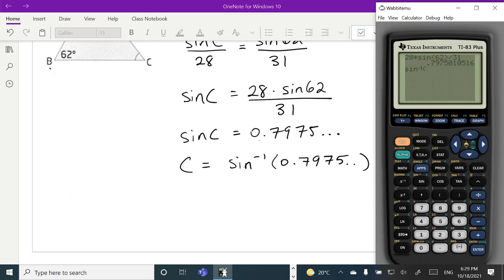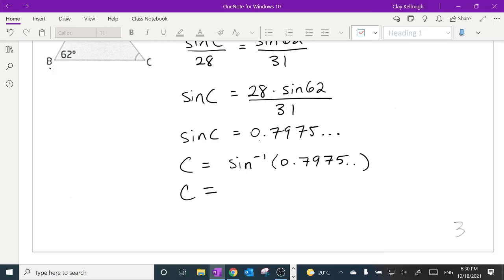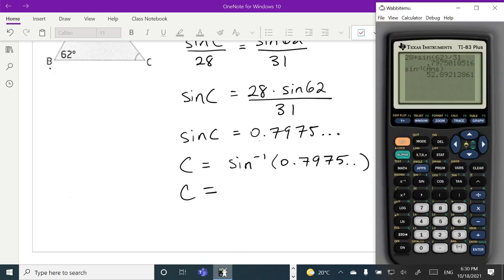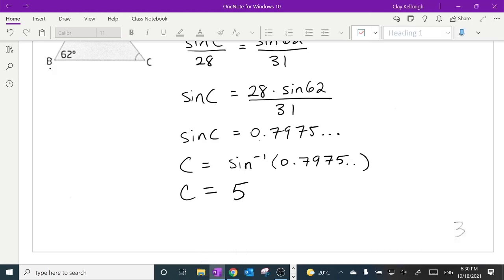But on my calculator, I have to put a number in here for it to take the inverse sine of. So I'm going to go second function, answer, and then again, it doesn't matter if I close this bracket or not. And there it is. That ratio of 0.7975 came from a 52.9 degree angle. And remember, degrees are a unit, so you have to put the units on it. So there's our second example.